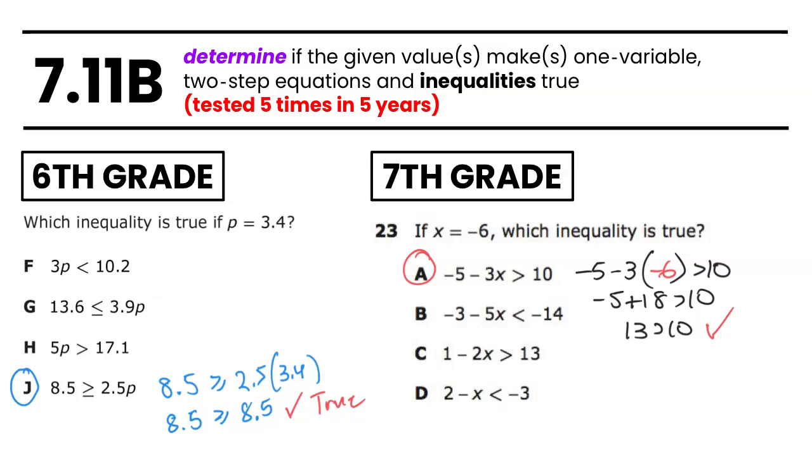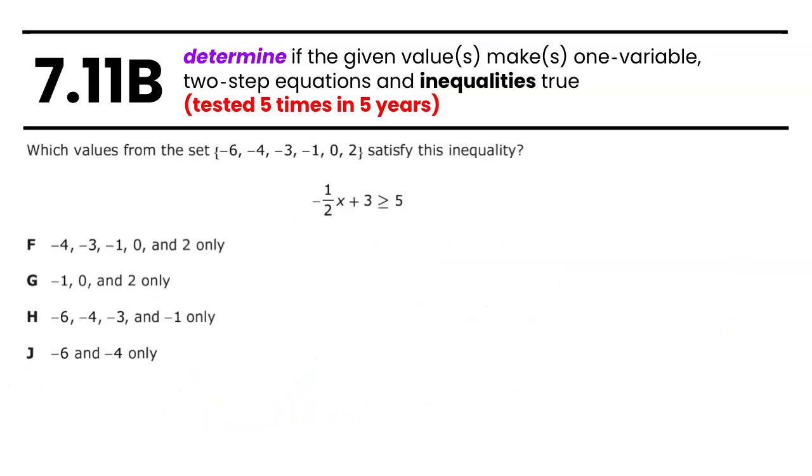One way that you could set it up is as a multi-select question, where you tell students that there may be more than one correct answer. And speaking of multi-select problems, this would actually make a great multi-select question. Which values from the set satisfy this inequality? Students will start with the first value, substitute it in, and then go from there by working out the math.